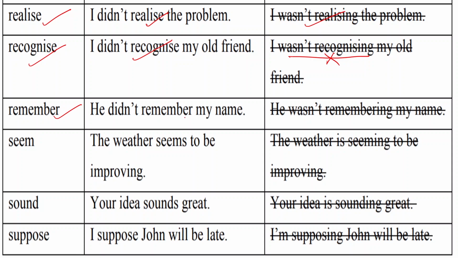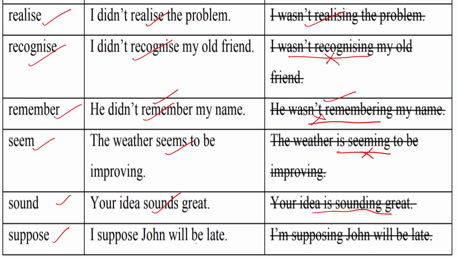Remember. He did not remember my name. Not he was not remembering my name. Remember is always used in this form, not in continuous form. See, the weather seems to be improving. The weather is seeming to be improving. We can't use seeming. Sound. Your idea sounds good, not your idea is sounding good.